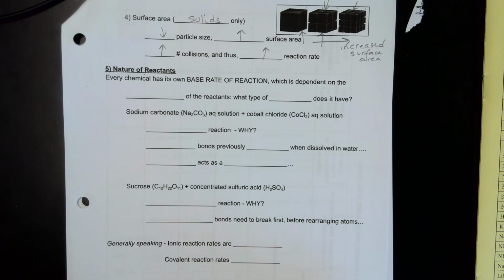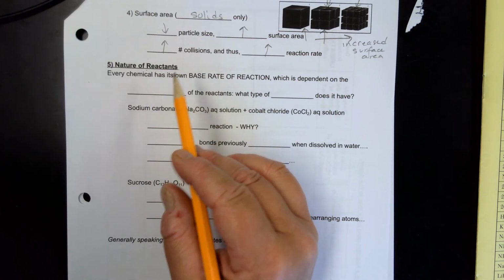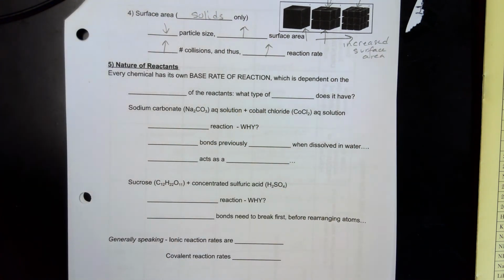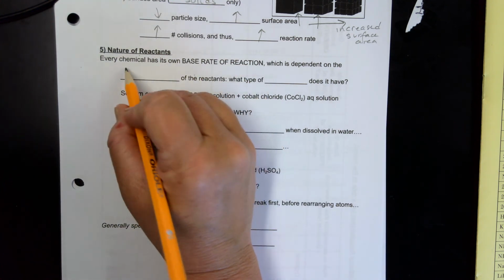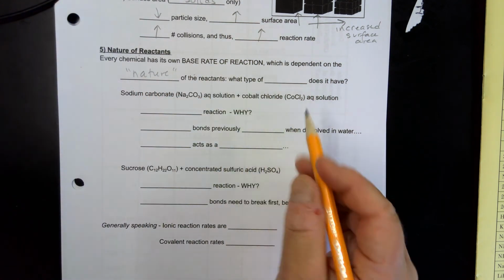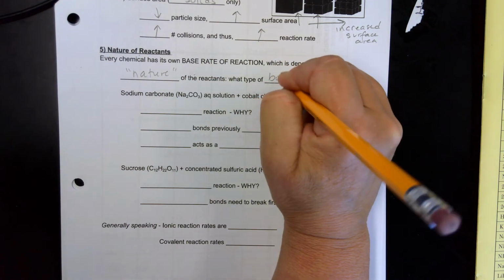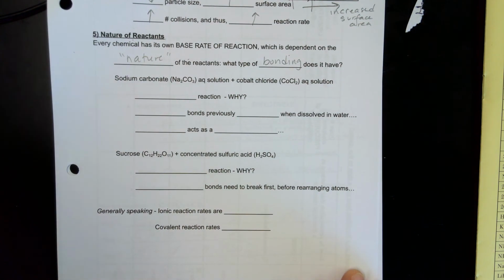All right, so nature of reactants. Nature of reactants has to do with what the reactants are made of, basically. Every chemical is going to have its own base rate of reaction. Sometimes it's just referred to as the nature of the reactants, but really what they're saying is, what kind of bonding does it have? Because what kind of bonding it has is going to dictate what properties it has.